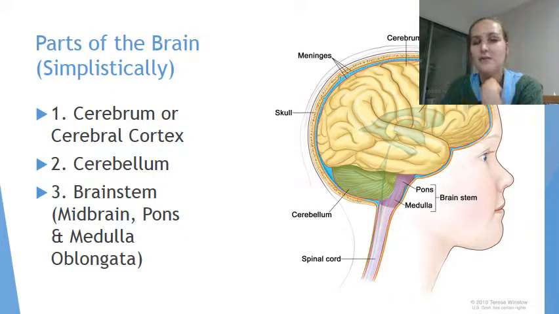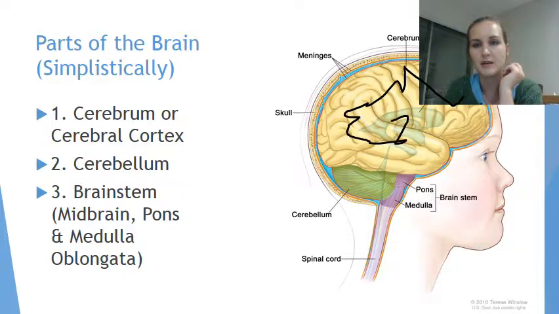All right, so now this is important to note. You definitely need to know the three parts of the brain and be able to label them. So the first part is the cerebrum. Now, the cerebrum is this big yellow squiggly part in the middle. It is the main part of the brain, so it takes up most space in the brain.